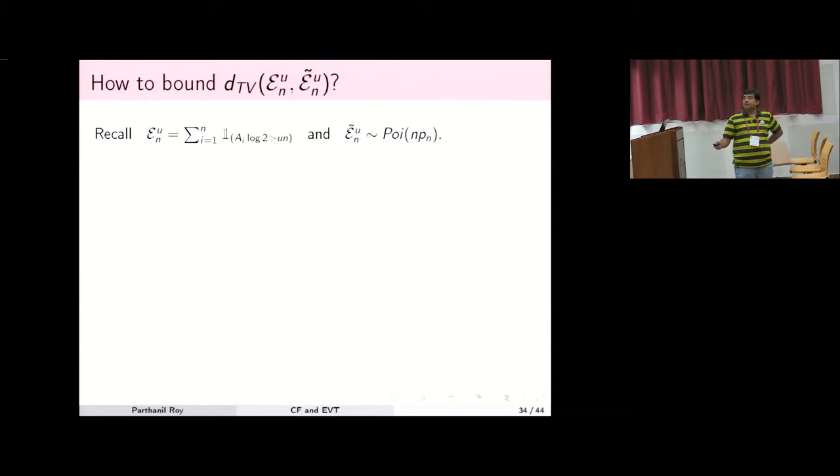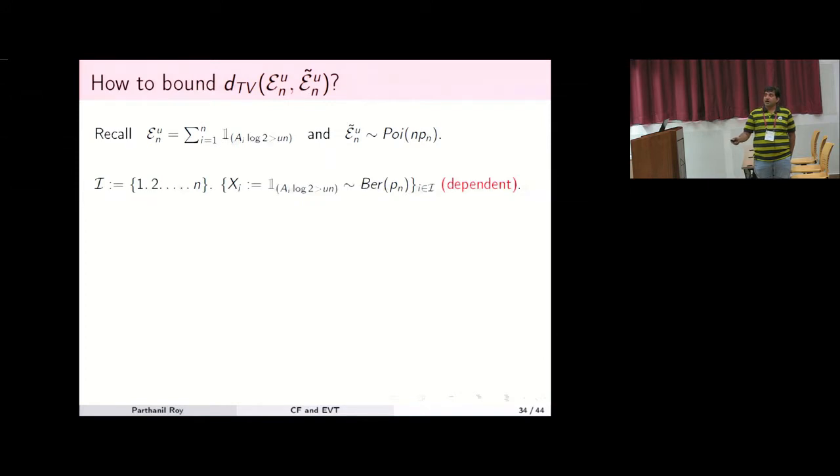So you have, recall, this is just this exceedance. This is a sum of these indicators, and this is a Poisson. I will deliberately introduce this notation that will be important for the next slide. This index set I would be 1 to n, okay? And then, indexed by I, you have random variables Xi, which are these indicators, which are Bernoulli Pn. Each of them is Bernoulli Pn because of the identically distributed nature of the Ai's, but they're dependent. And epsilon n u is just the sum of the Xi's, I running over this index set. Forget that the index set I has n in it, let's just write I.